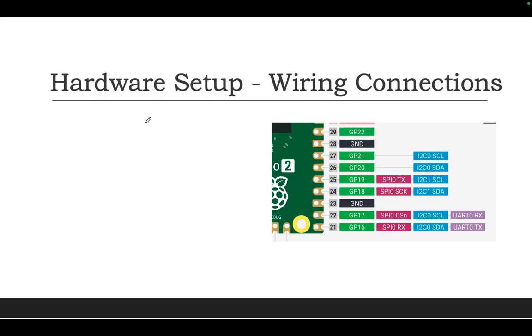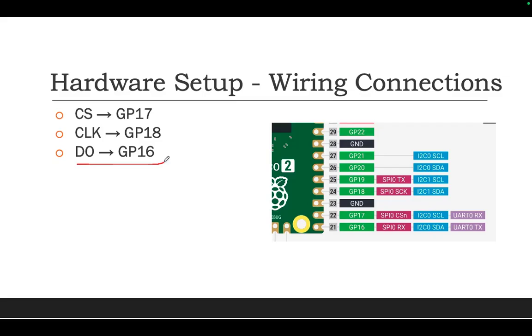For the hardware setup, the wiring connections: CS will connect to GP17, the clock will connect to GP18, and DO will connect to GP16. If I connect DO to GP16, what does that mean?